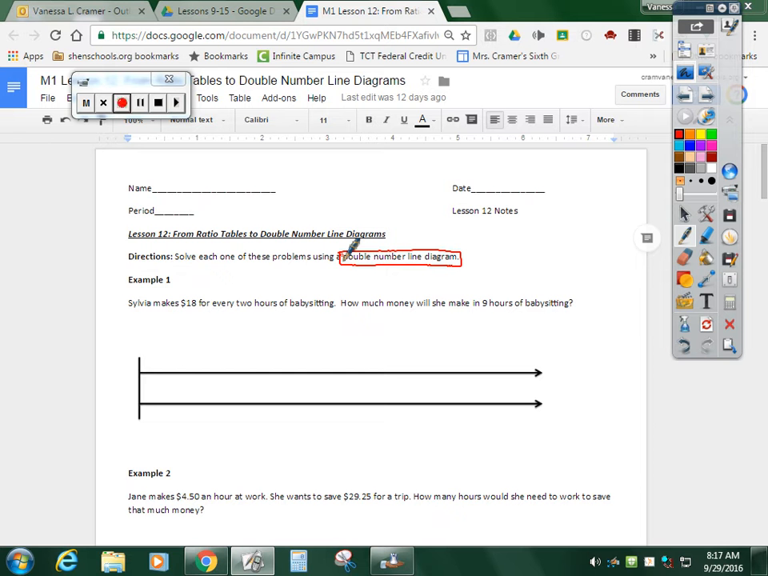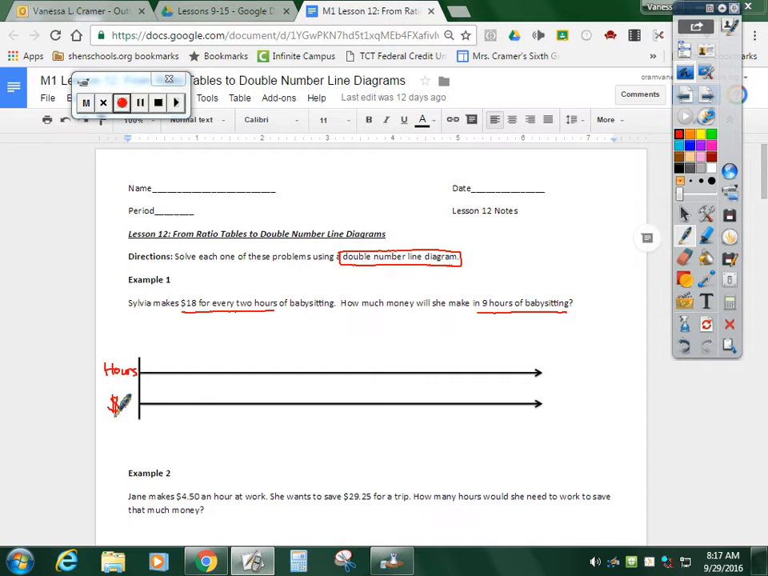Example 1. Sylvia makes $18 for every 2 hours of babysitting. How much money will she make in 9 hours of babysitting? This is a double number line diagram. See how it has 2 lines, okay? You are going to label each line with a heading about what we're talking about in the word problem. Here we're comparing money to hours. I'm actually going to put hours on top and money on the bottom.